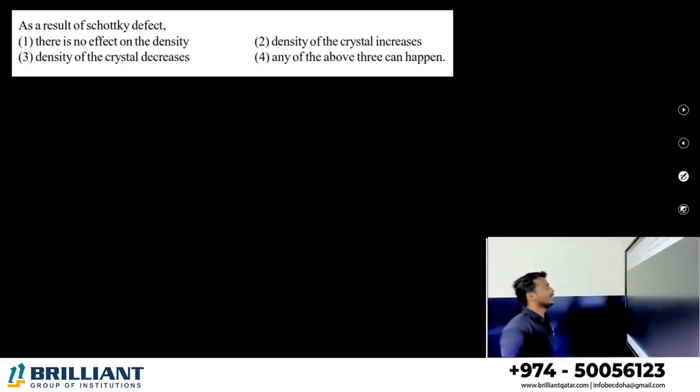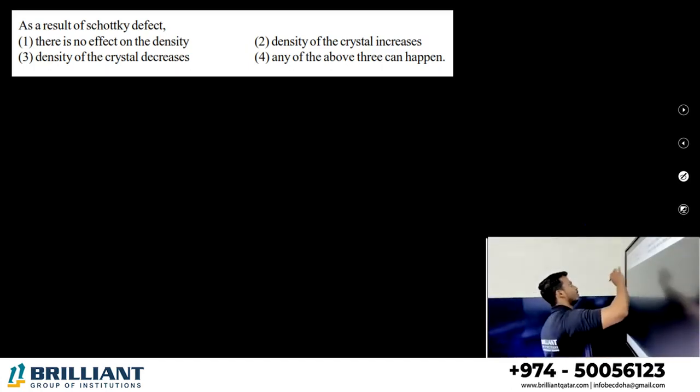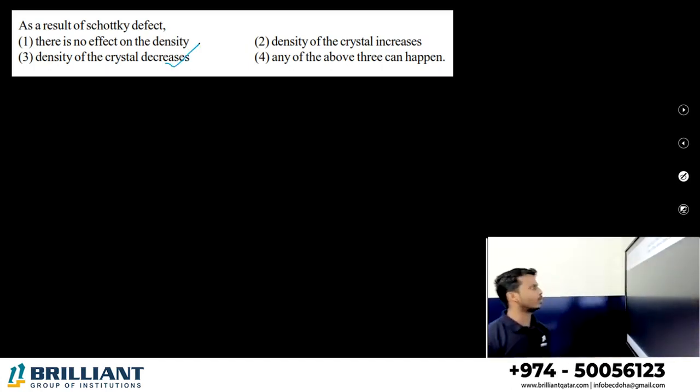Next, as a result of Schottky defect, you know Schottky defect means an equal number of cations and anions are missing. You know, something missing definitely means the mass of the compound decreases, density decreases, correct? So the density of the crystal decreases during Schottky defect. Density of the crystal decreases.